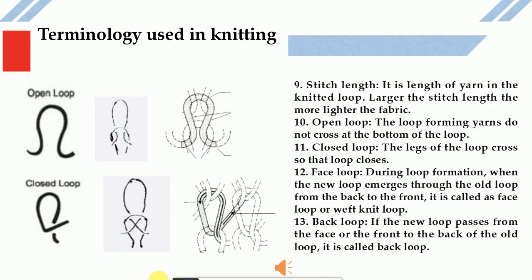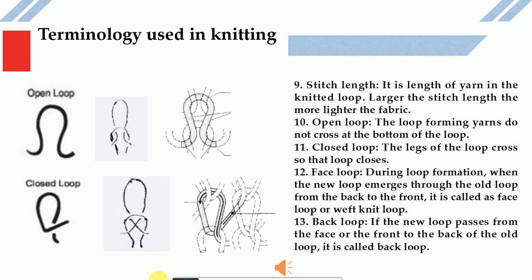9. Stitch length. It is the length of yarn in the knitted loop. The larger the stitch length, the lighter the fabric. 10. Open loop. The loop forming yarns do not cross at the bottom of the loop. 11. Closed loop. The legs of the loop cross so that the loop closes.